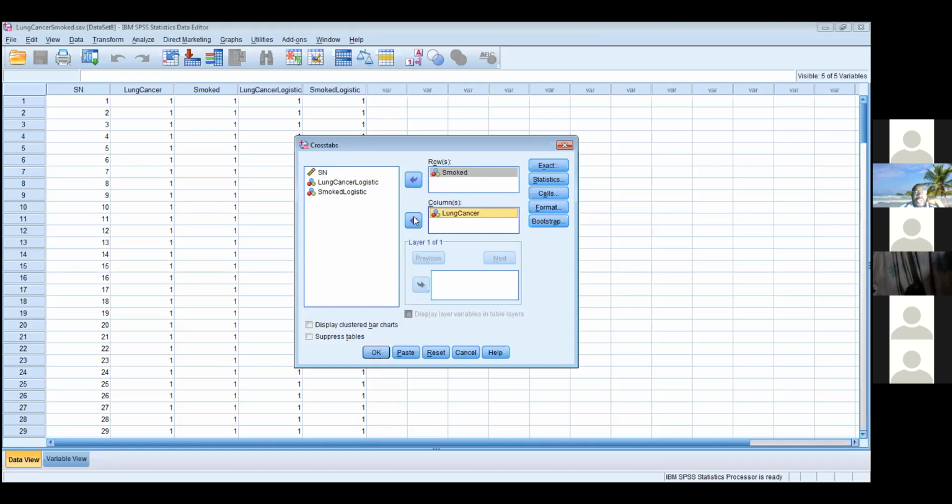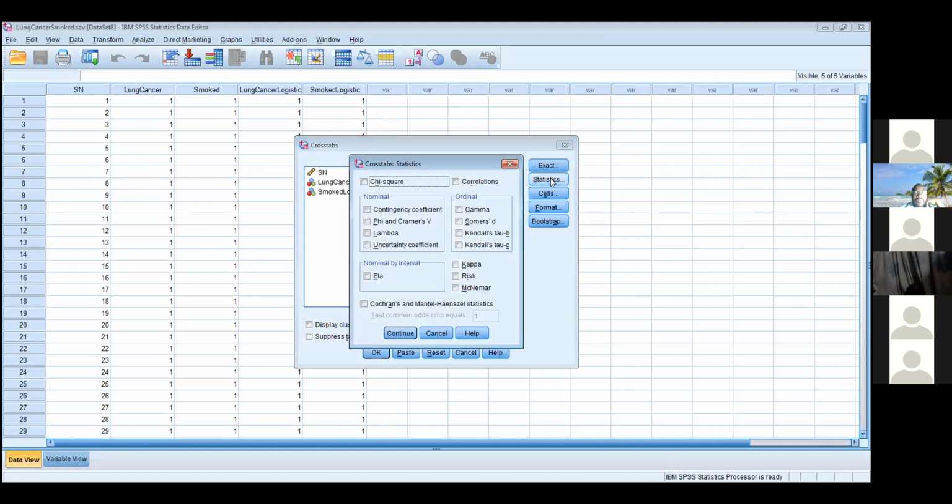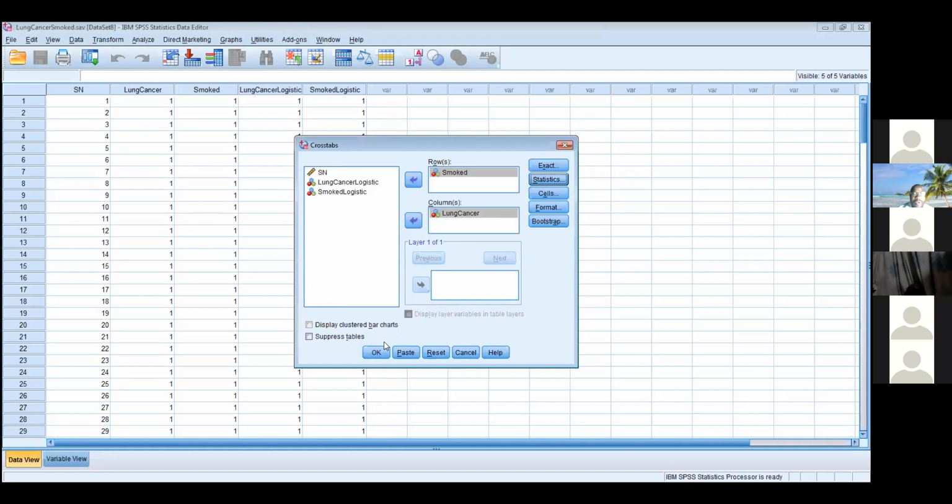Okay, go to statistics. Click on risk. It's still risk. It's measuring risk because it's the same process for calculating them. It's still risk. Continue.